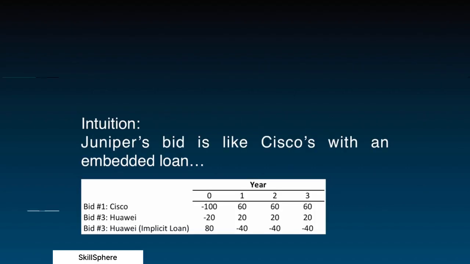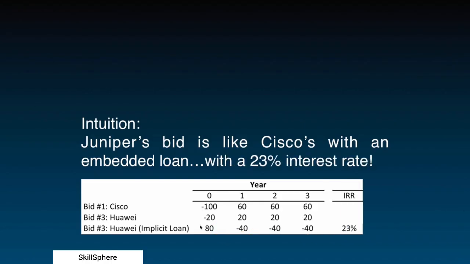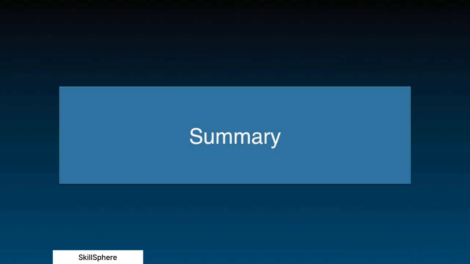Okay? Some more intuition. Juniper's bid is actually like Cisco's with an embedded loan. Right? And you can see that here, where Cisco charges $100 million, then you get the cost savings. What Huawei is doing is it's giving you an $80 million loan and then charging you $40 every period, as opposed to the $35 million that Cisco's 1A bid was charging you. And if we ask what the interest rate is on this loan, we see it's 23%. The IRR to this loan is just 23%, which is much bigger than the 12% cost of capital that Wharton faces. Okay, let's summarize this.